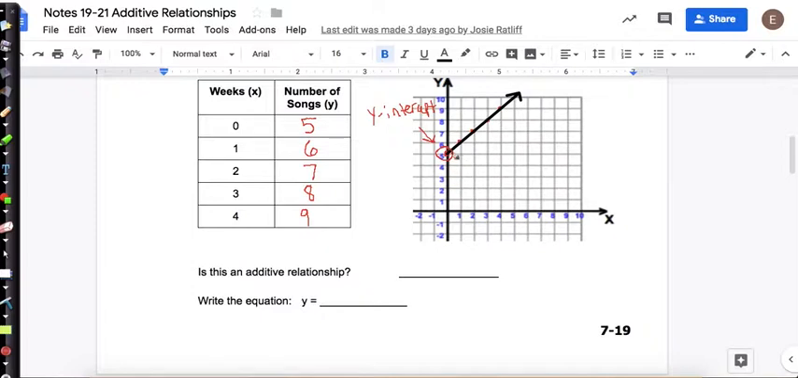Now, let's go ahead and look at this and find the slope. So we go up 1 over 1, up 1 over 1, up 1 over 1, up 1 over 1. So my slope is 1 over 1, and 1 divided by 1 is 1.